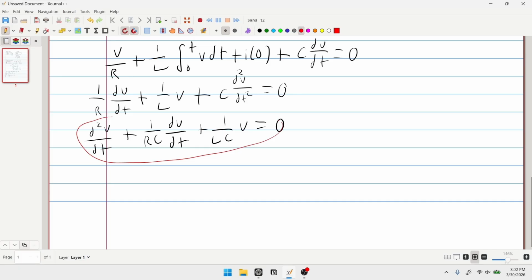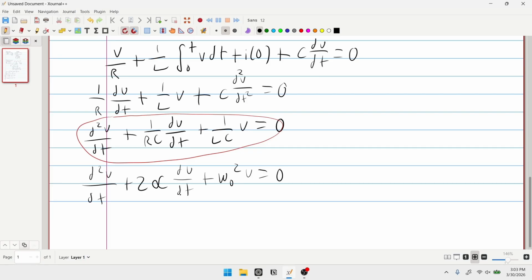Right here, this is our characteristic equation for parallel RLC. And so typically in second-order circuits, you'll find that you can put them into this form: d squared V/dt squared plus 2 alpha dV/dt plus omega naught squared V, where omega naught is the natural frequency, equals 0. And we'll go more in depth into what these are, because these are pretty new things, right?